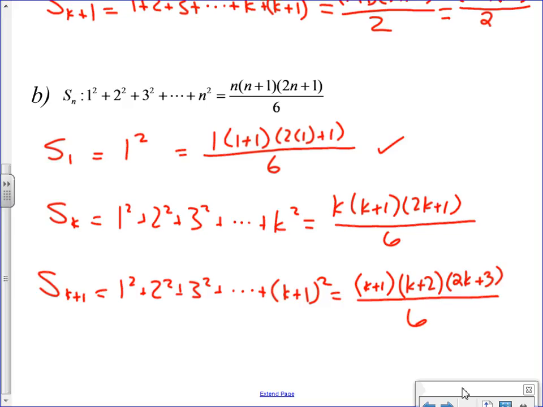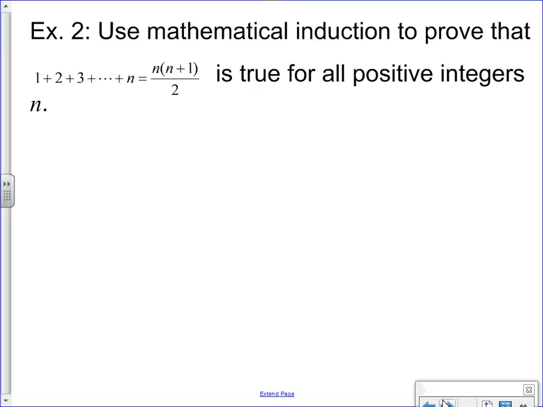Okay? So now that you know how to write the three statements, let's do the entire proof. Right? So you go prove, assume, prove, and last statement, therefore, Sn is true for all positive integers. So 3 steps, and then just say that. Okay. All right. Here we go. So starting with that first example. Ready? Full proof.